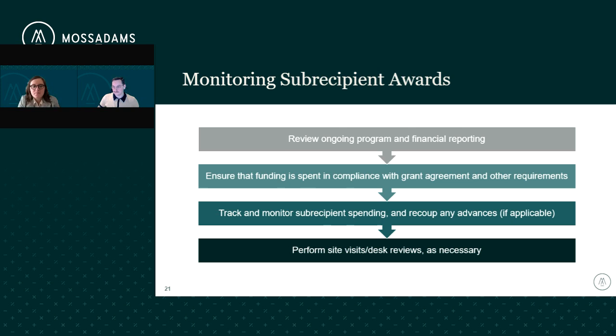So for monitoring subrecipient agreements, this is a step-by-step on processes for monitoring those awards. The first step in that process is going to be reviewing ongoing program and financial reporting. That may be across a dozen subrecipient agreements. It could be across 2 subrecipient agreements, depending on the structure of your organization.